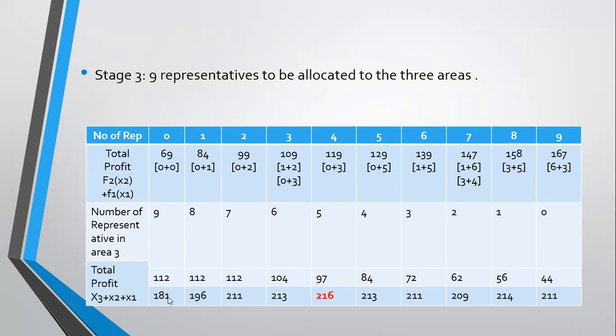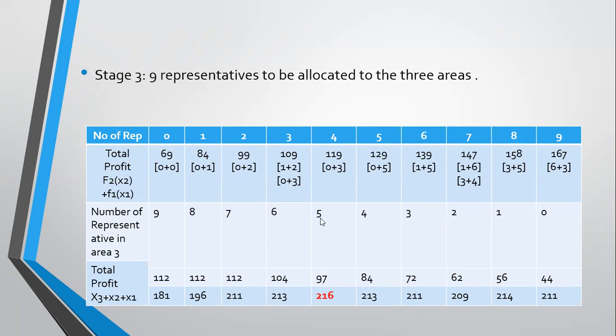69 plus 112. So what is the net answer? 181. Likewise, 84 plus 112, 196. 99 plus 112, 211. So find the total profit by combining the three areas and record it here. Now out of the available solutions, 216, that is 2,16,000, is the maximum total profit when we add all three different sales areas, compared with the other remaining solutions.